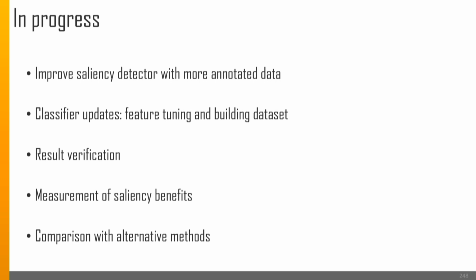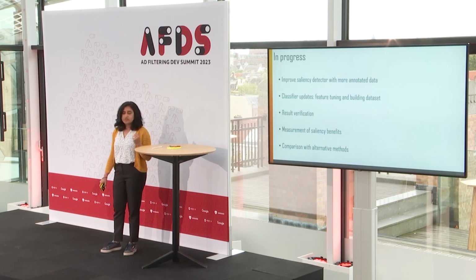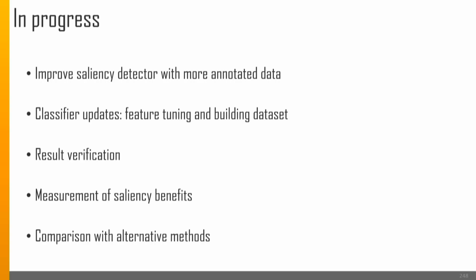So we are trying to see how we can improve the semantic segmentation process. We are also working on improving the features for the classifier for breakage, and then after that we will manually verify some of these results. And then we are trying to measure what the benefits of saliency are, because saliency could not just improve the detection of breakage, but it can also maybe reduce the number of interactions by showing you what parts of the page are probably the most relevant to interact with. And finally, we are doing comparison with alternative methods, mainly Brave's system for breakage detection.